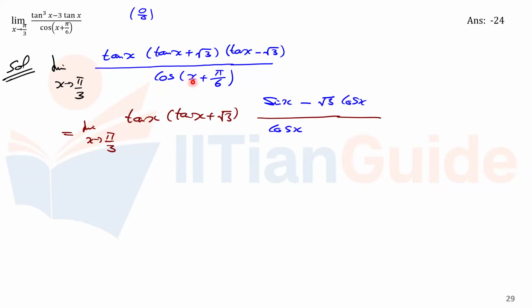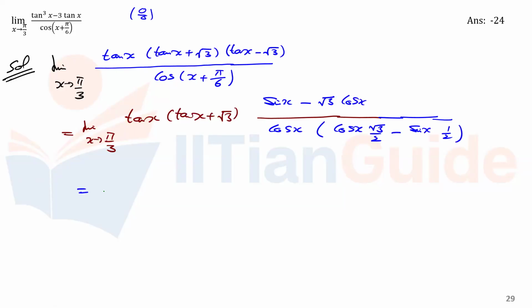This is the same. In the denominator, I am applying the cos(a plus b) formula. I am writing here cos(a plus b), that is cos a cos b, that is cos x cos pi by 6, that is root 3 by 2, minus sin a sin b, that is sin x, and sin pi by 6 is 1 by 2. Now, just see carefully. I got the answer.